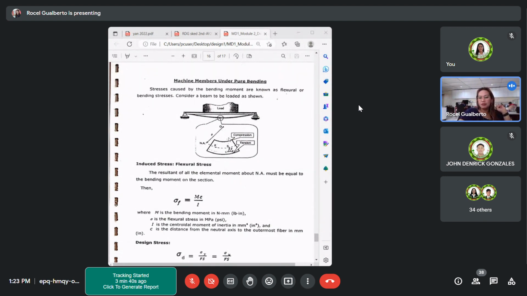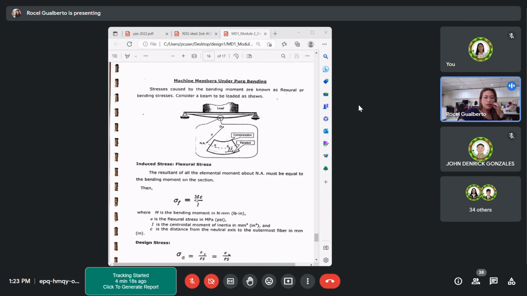Now, so, with that po, we call the corresponding induced stress as flexural stress. So, for flexural stress, we use symbol sigma and then subscript F. So, notice that we use here sigma, just like that of tension and compression. Tension, compression, sigma din yung ginagamit natin. Para maiba lang po siya, we use subscript F, to mean a flexural stress. And the flexural stress is simply equal to MC divided by I. So, this would be our expression.